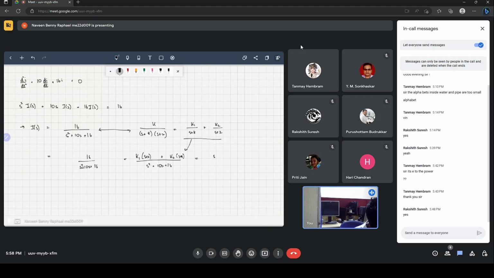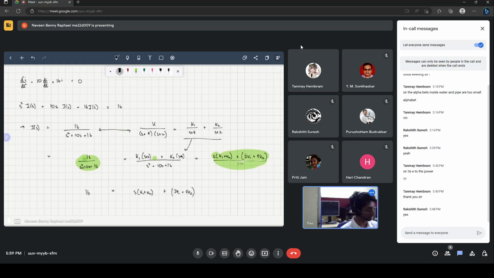Now I can simplify the numerator of this. So that gives us s into (k1 plus k2) plus 2k1 plus 8k2, divided by the denominator. Now if this is equal to this, the only way that's possible is if 16 is equal to s into (k1 plus k2) plus 2k1 plus 8k2.